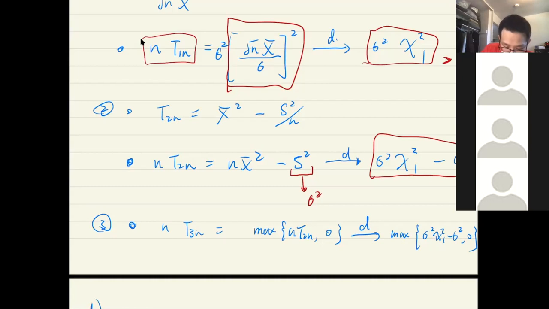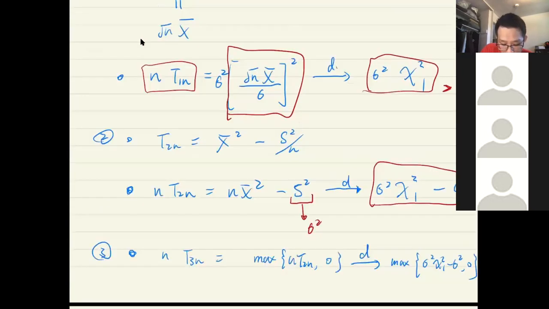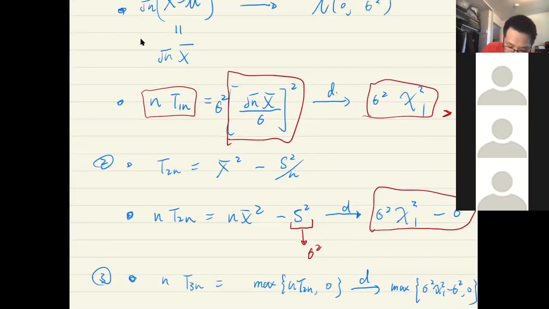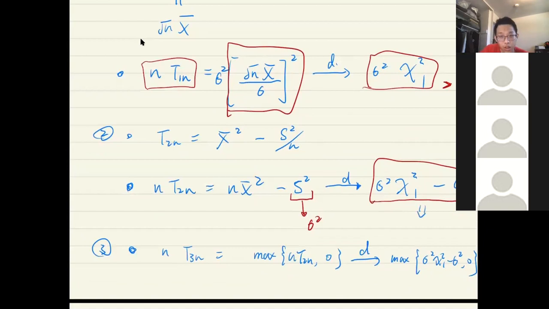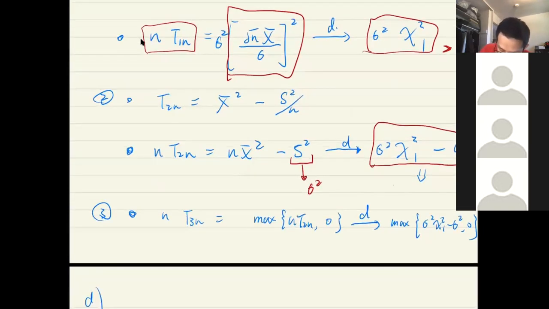So that is like the asymptotic bias. We know that the S bar square will converge to 0, but the n S bar square will converge to a positive value. So that may create some bias. And this one is unbiased because the mean of a chi-square 1 is equal to 1. So this is mean 0. This is always positive.